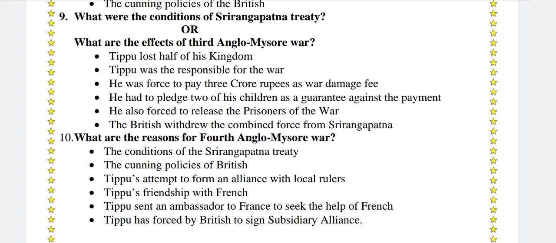What are the reasons for Fourth Anglo-Mysore War? The conditions of Srirangapatna Treaty, the cunning policies of British, Tipu's attempt to form an alliance with local rulers, Tipu's friendship with the French. Tipu sent an ambassador to France to seek the help of French. Tipu was forced by British to sign subsidiary alliance.